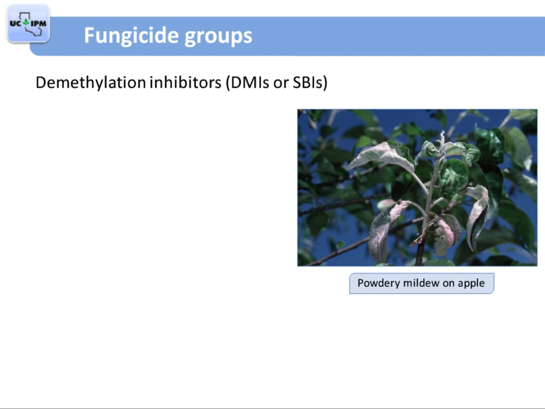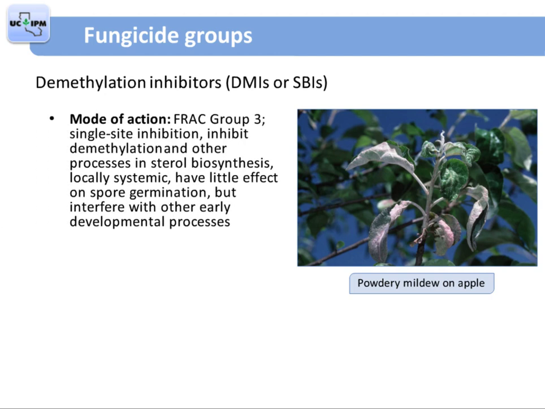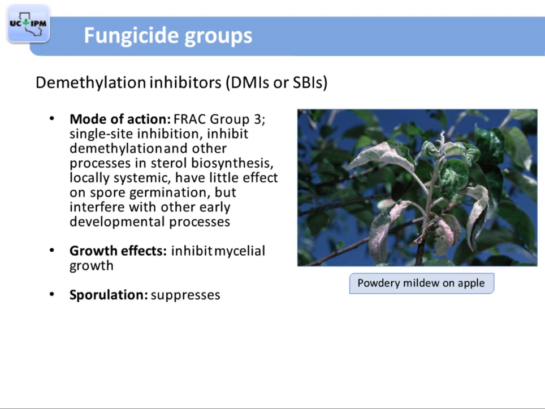The SBIs belong to FRAC group 3. The mode of action is single-site inhibition. They inhibit demethylation and other processes in sterol biosynthesis, and they are locally systemic. This group of fungicides will inhibit spore germ tube elongation and therefore shut the fungus down. We also see mycelial growth inhibition and suppression of sporulation. Some may say this group of products are eradicants. That's probably the worst way you could use this group of fungicides. They are preventives. There is resistance in California to this group of products.